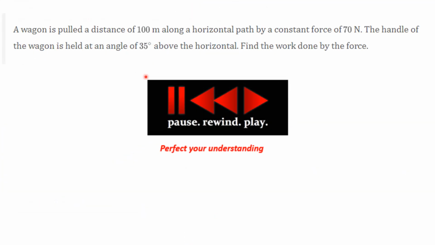So suppose a wagon is pulled a distance of 100 meters along a horizontal path by a constant force of 70 newtons. The handle of the wagon, or the tongue of the wagon, is held at an angle of 35 degrees above the horizontal. Find the work done by the force. You know what to do. Let's see how you did.